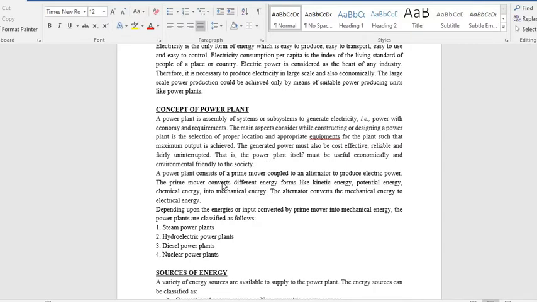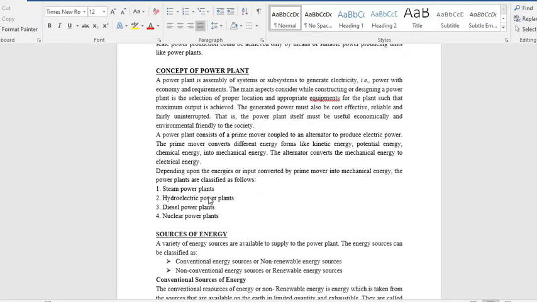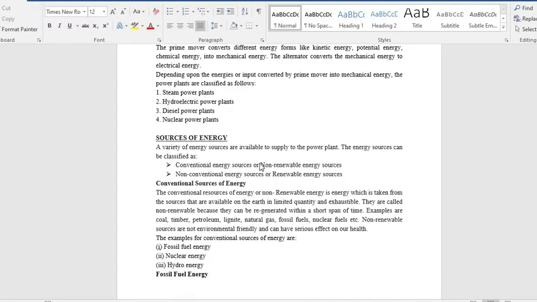Most power plants consist of a prime mover, which is coupled to an alternator to produce electric power. The prime mover converts different forms of energy into mechanical energy, and the alternator, which is the generator, converts the mechanical energy into electrical energy. Depending upon the energy source, the common power plants that we have seen are thermal power plants, hydraulic power plants, diesel power plants and nuclear power plants.